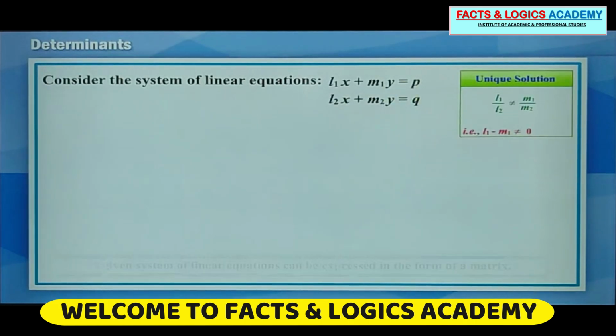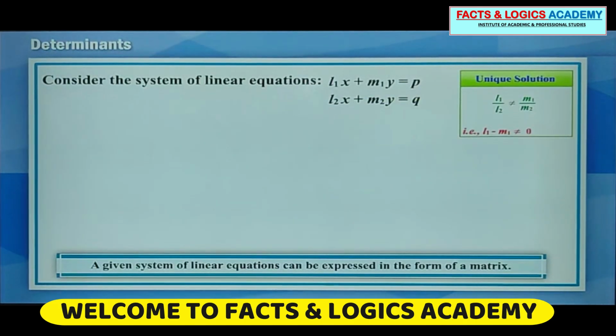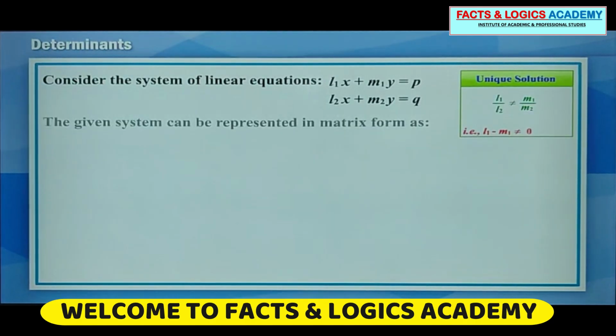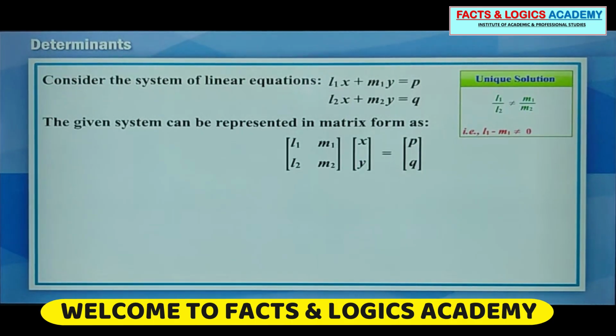You have learned that a given system of linear equations can be expressed in the form of a matrix. So, on representing the given system in the form of a matrix, we obtain the equation shown. Let us now see how we can define a unique solution of a linear system in terms of a matrix.